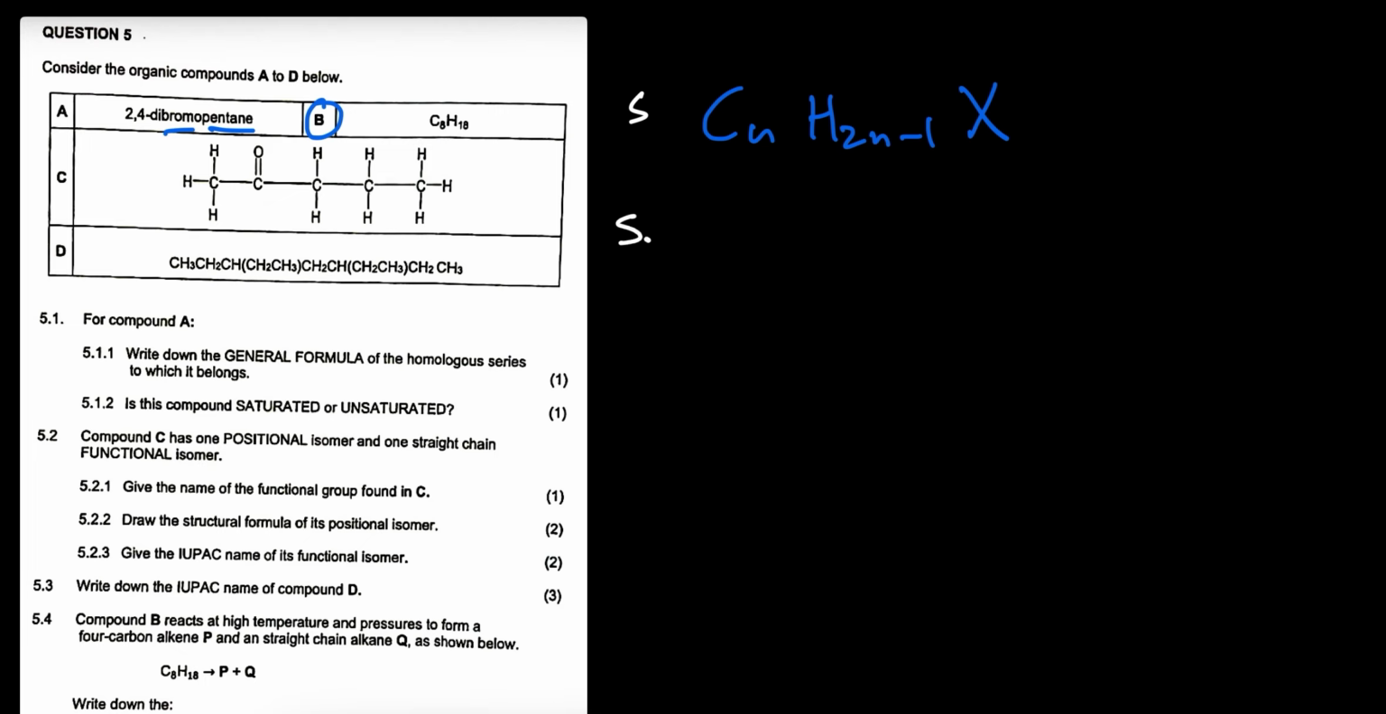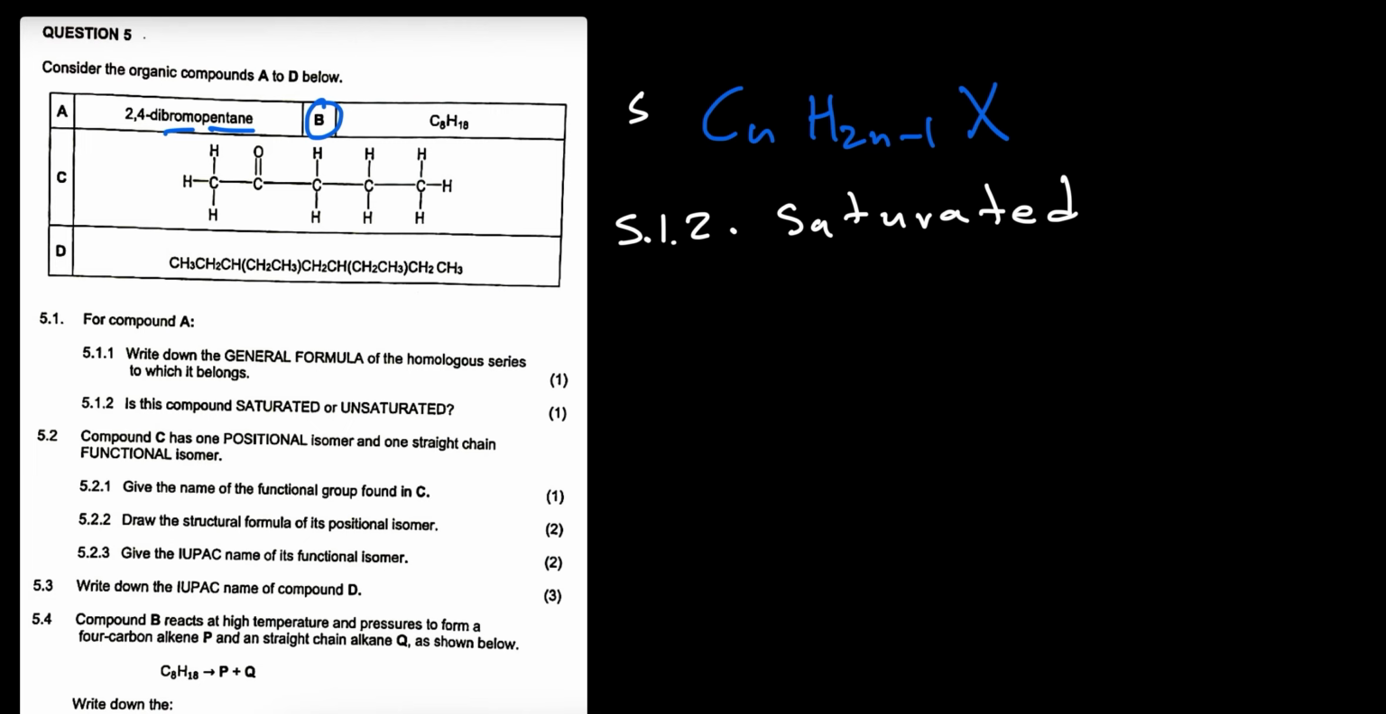Now if we move on to 5.1.2, they say, is this compound saturated or unsaturated? If you look at a haloalkane, it only has single bonds. If something only has single bonds, that means it is saturated. It does not have the ability to take any other hydrogens or halogens. So it's saturated.